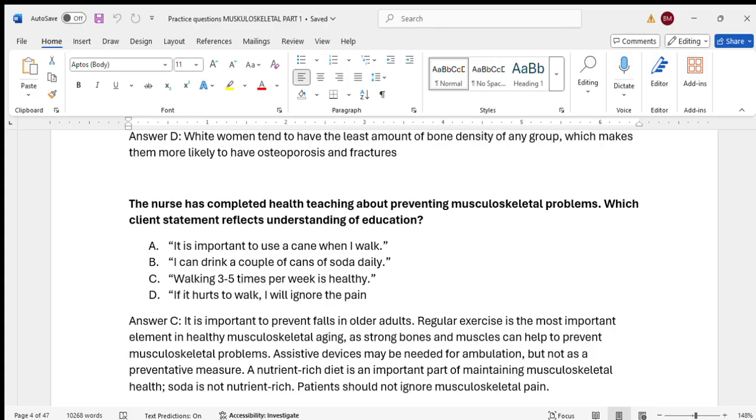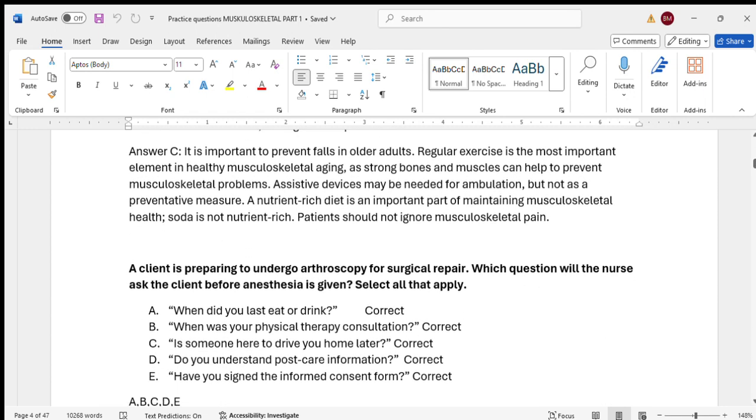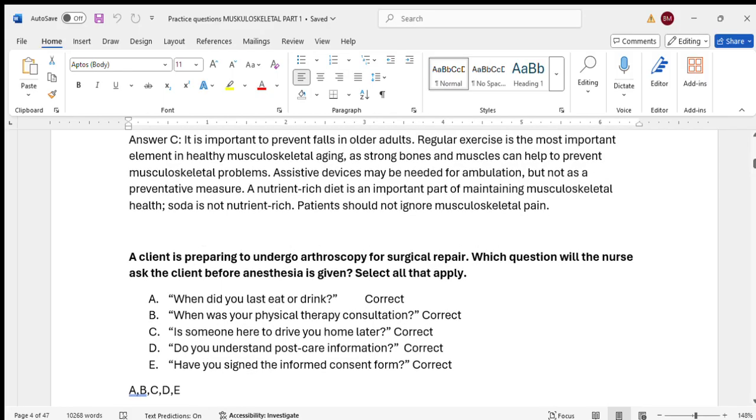It is important to prevent falls in older adults. Regular exercise is the most important element in healthy musculoskeletal aging, as strong bones and muscles can help to prevent musculoskeletal problems. Assistive devices may be needed for ambulation, but it's not a preventive measure. A nutrient-rich diet is an important part of maintaining musculoskeletal health. Soda is not nutrient-rich. Let's go to the following question.